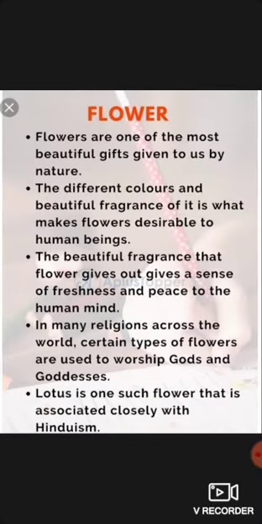Flowers are one of the most beautiful gifts given to us by nature. The different colors and beautiful fragrance are what make flowers desirable to human beings. The beautiful fragrance that flowers give out gives a sense of freshness and peace to the human mind. In many religions across the world, certain types of flowers are used to worship gods and goddesses. Lotus is one such flower that is associated closely with Hinduism.